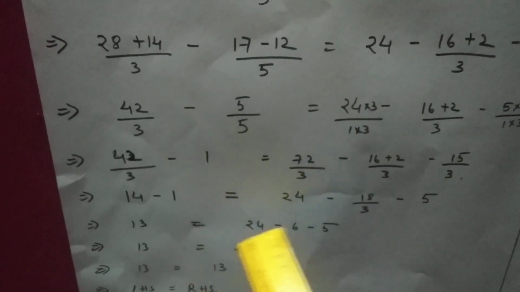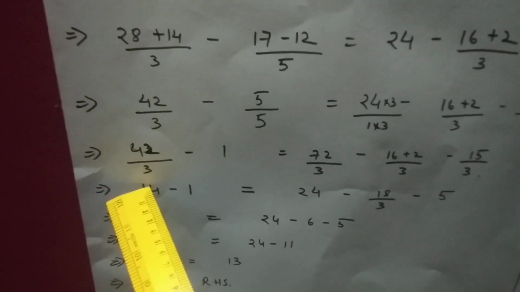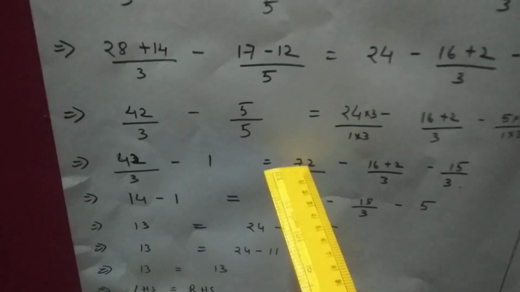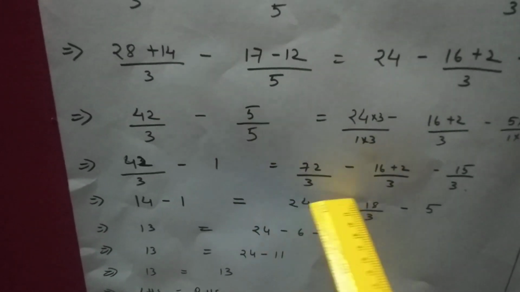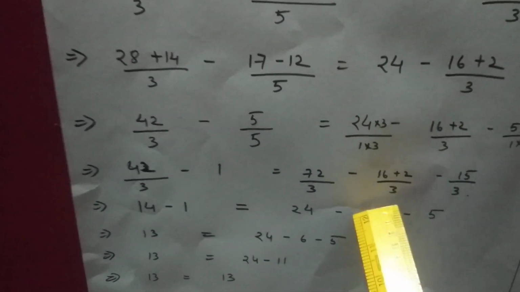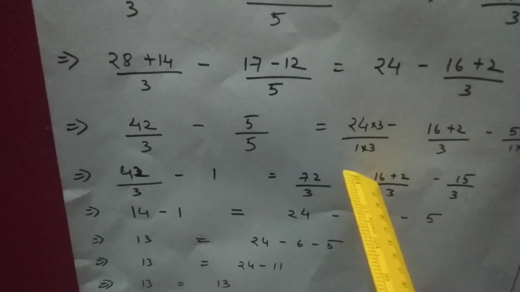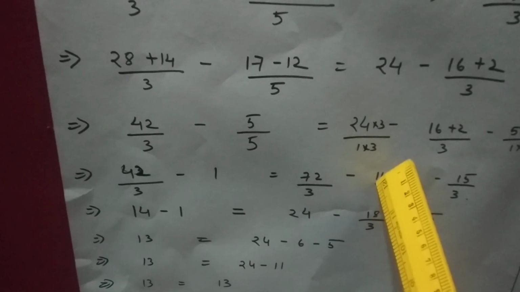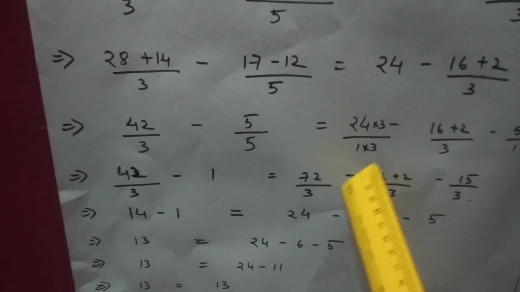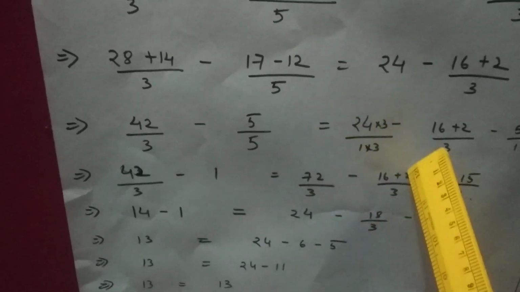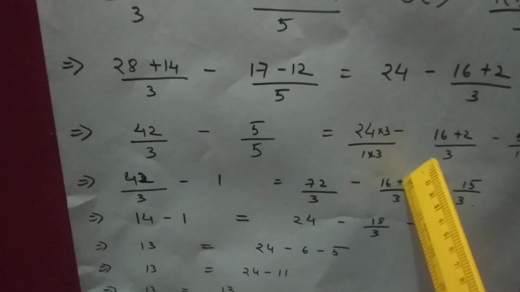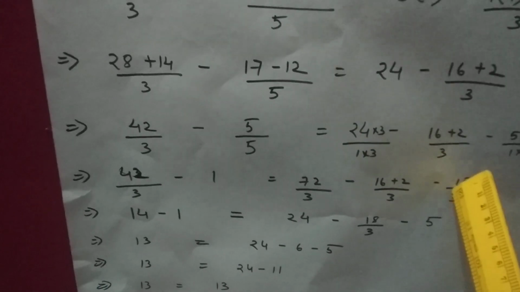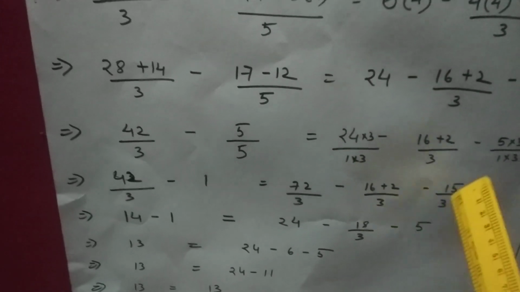Okay. Now in next step what we will see, 42 divided by 3 is 14. 14 minus 1 is 13 here. 72 divided by 3 is 24. Okay. 16 plus 2 is 18 here. We will add these two because 16 is positive. We will not consider this sign here because this is not in bracket right now. Okay. 16 is positive and 2 is positive. So 16 plus 2 is 18. Just put it here. 15 by 3. 15 divided by 3 is 5.